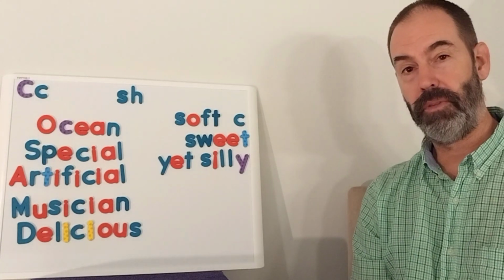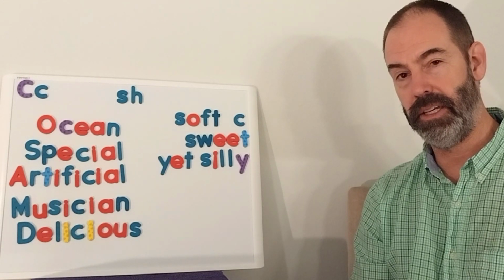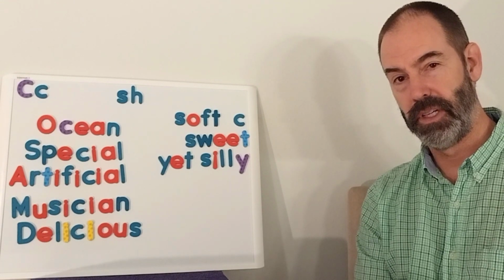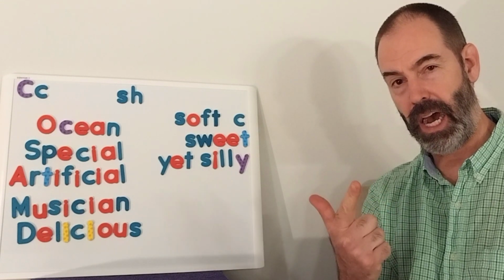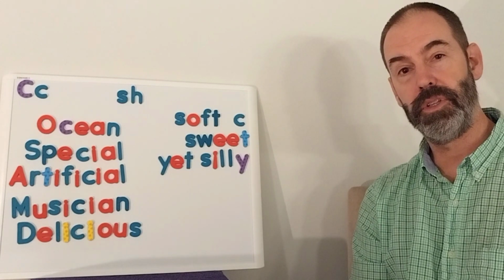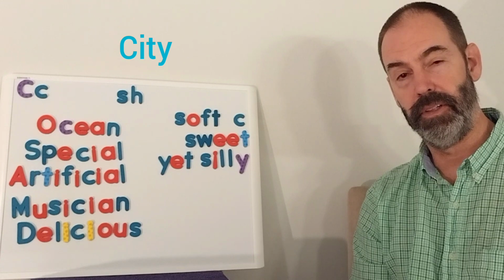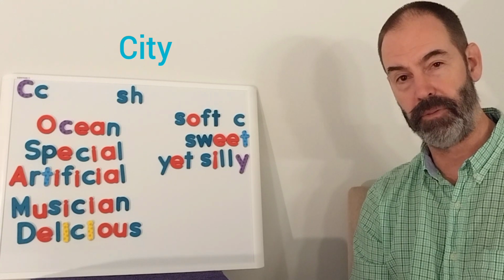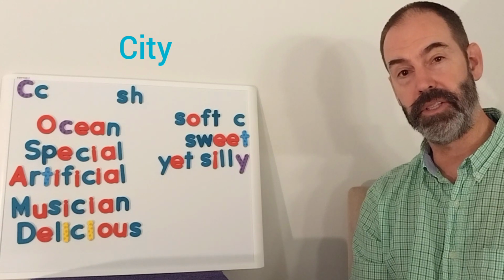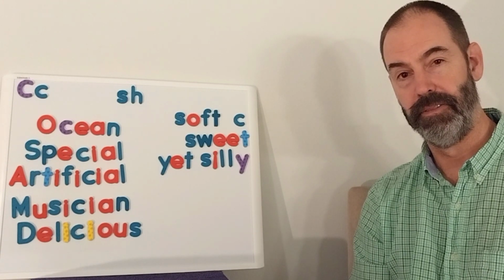We talked in one of our videos about the soft C and the hard C, that the soft C is a C that comes before the vowels E, I, and Y. For example, the word city is C-I-T-Y. The letter I comes after the C. The letter I makes the C a soft C, s, and it spells city.